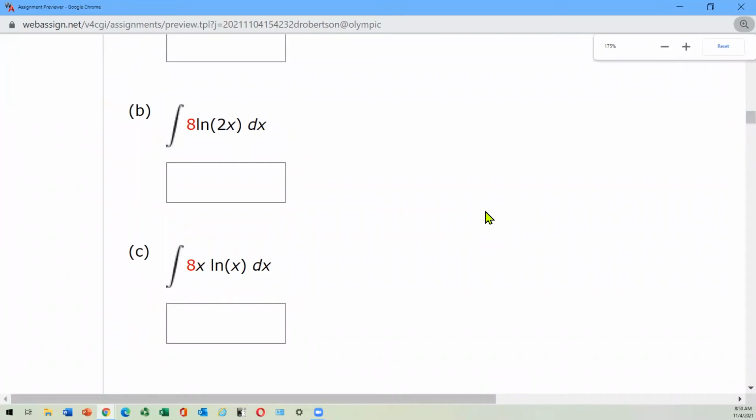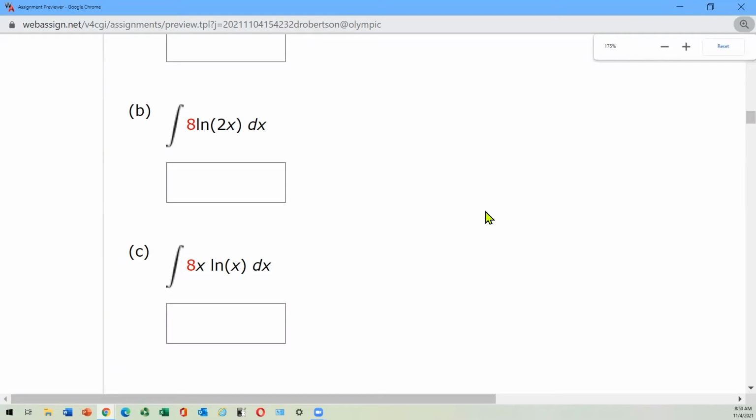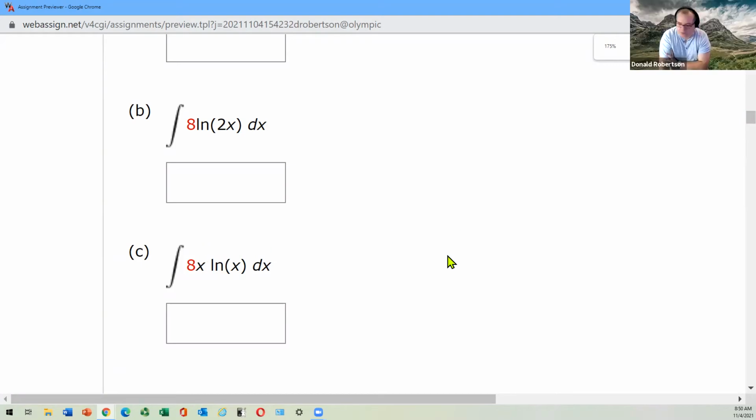Actually, would you even need to? No, I wouldn't do the U sub. What about B? Parts again? Yeah. Who would you make the f of x? ln 2x. Correct. And by the way, so is C.